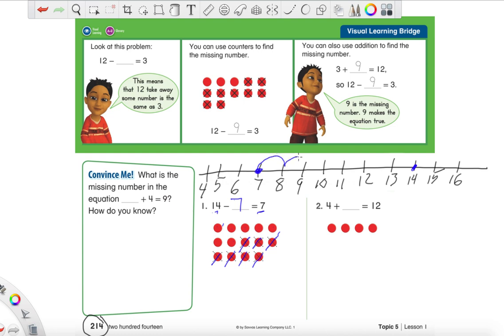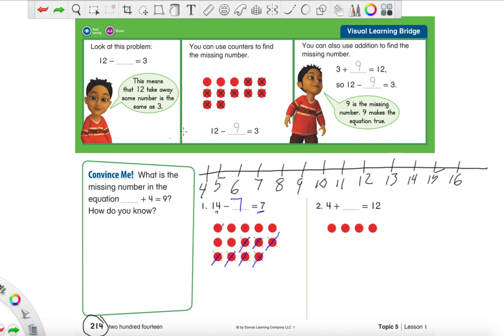1, 2, 3, 4, 5, 6, and 7. So it took me 7 jumps. I got the same answer that I did with the picture. So I did it the right way. I did it correctly. Now let's just take that away real quick here because we're going to need that for some other ones.